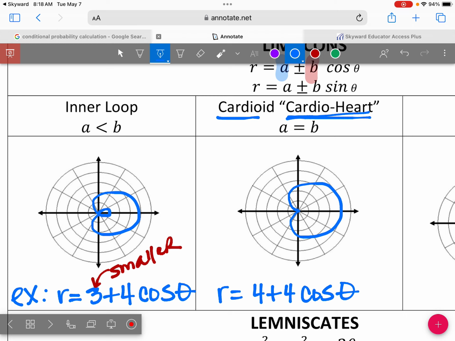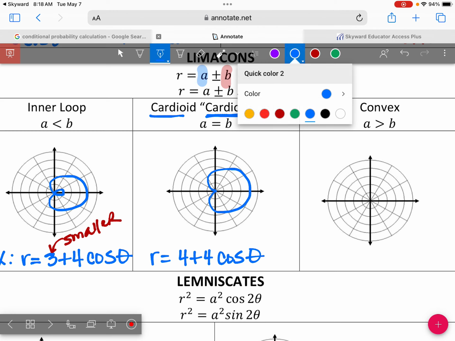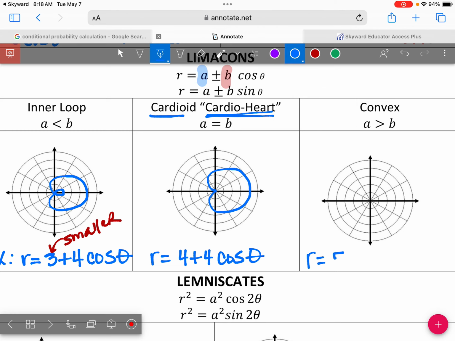And then thirdly, there's a lot for these limaçons. What if the first number is bigger? So we have r equals 5 plus 4 cosine theta. So this number now is bigger. Then it looks more convex. Okay, something like that. But it's not as dimpled in the middle.